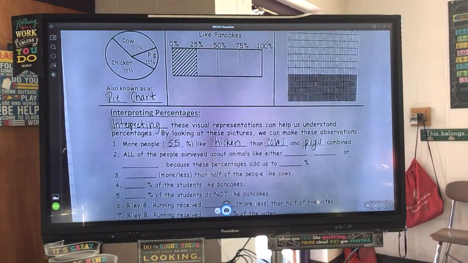And how do we know that more people like chicken than the cows and pigs put together? What do we need to do with those percentages? Aiden? Okay, add them up. So what's 30 plus 15? 45. And 45 is obviously less than 55.